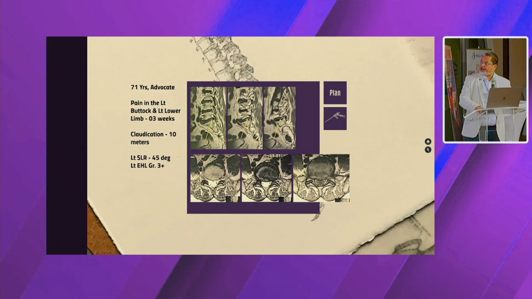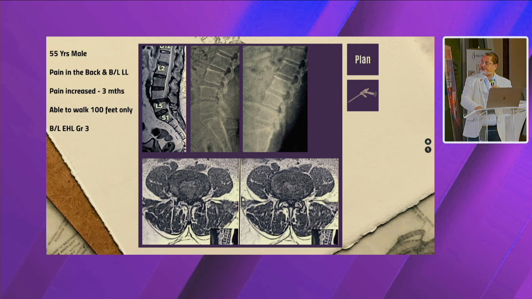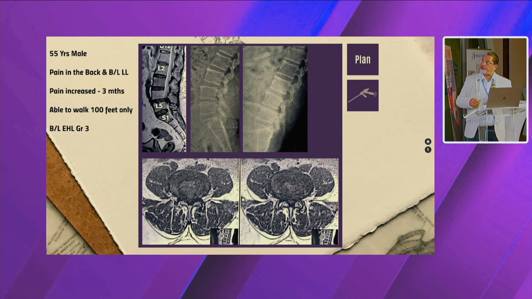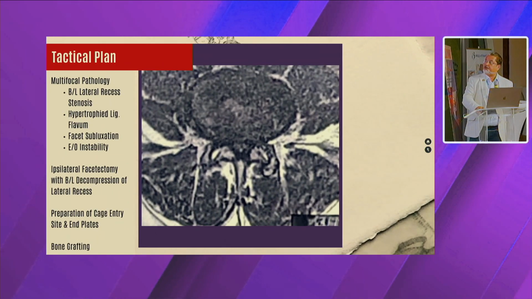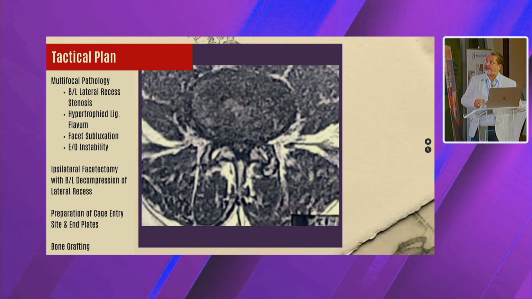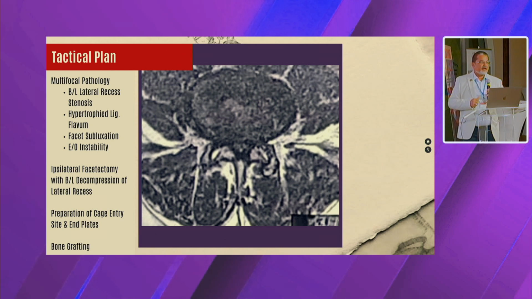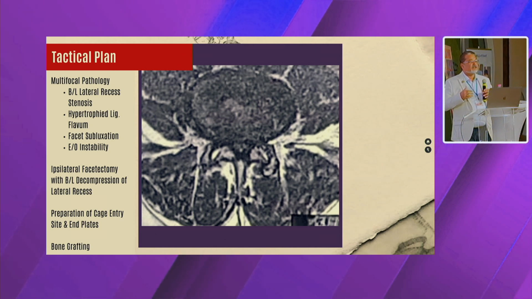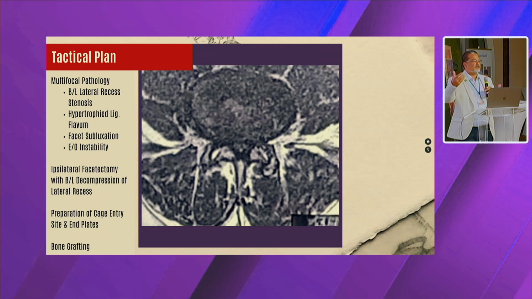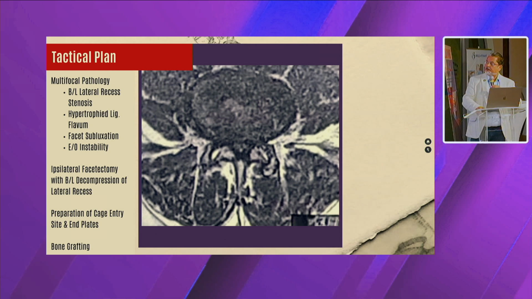And the last case that I would like to discuss is a case wherein you have a very severe stenosis. You can see there's an instability at L4-5, the very, very severe stenosis, which is bilateral. Now, in this situation, it's a multifocal pathology, bilateral lateral recess stenosis, thickening of the ligamentum flavum bilaterally, subluxation of the facet, evidence of instability. So I may have to probably do an ipsilateral facetectomy to decompress the whole stenosis, decompress the contralateral stenosis. If required, also do a facetectomy on the opposite side for complete decompression.